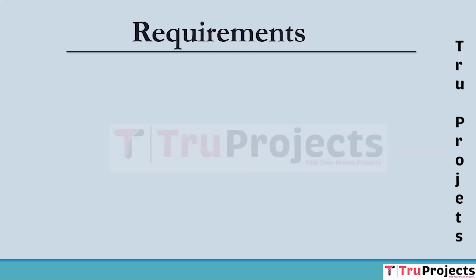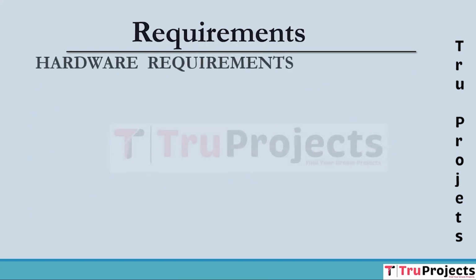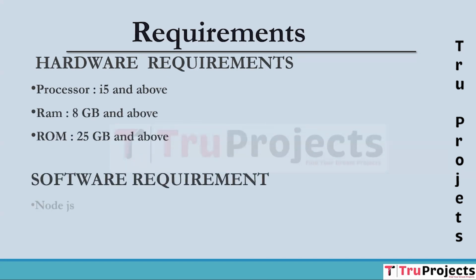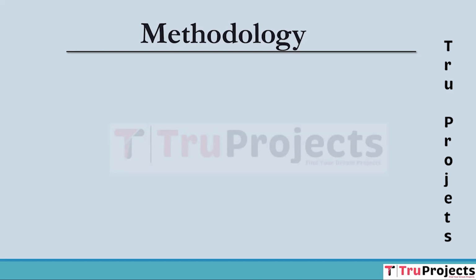Requirements of the project are hardware and software. In hardware requirements, we need a processor of i5 and above, RAM of 8 GB and above, ROM of 25 GB and above. In software requirements, we need Node.js, Python version 3.7.0, and Visual Studio Community version. For execution of the project, we have designed a few modules in the methodology.